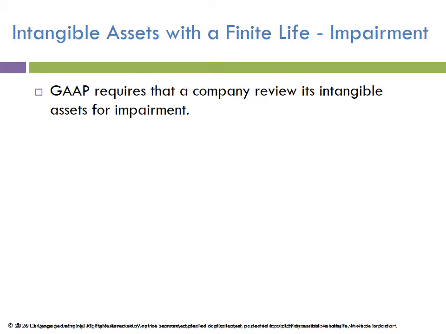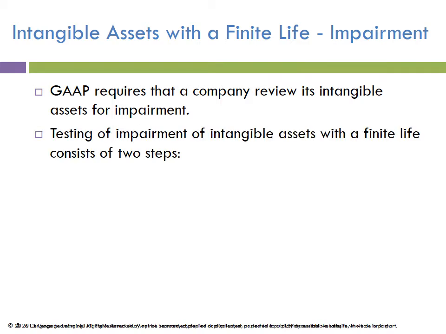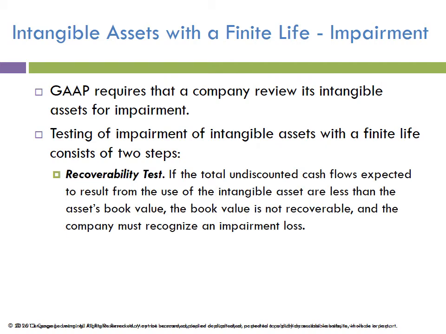GAAP requires that a company review its intangible assets to see if they lost value. Is there an impairment? So there's a testing of intangible assets with a finite life that's pretty much the same as plant assets. It's 2 steps. First is the recoverability test. What we do is we determine how much cash we expect to get from using this intangible asset. We just determine how much cash each year we're going to get, minus cash we have to pay out for it, over the life that remains.